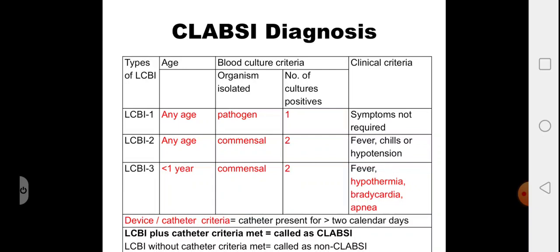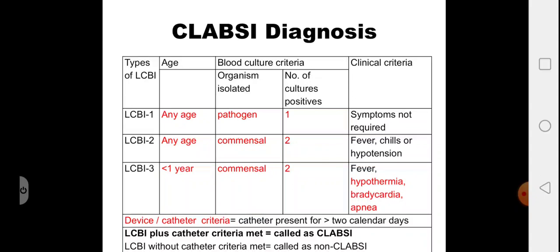Whereas type 2 is isolation of commensals in at least 2 blood cultures with associated clinical criteria, be it fever, chills or hypotension, in any age group of patients. Type 3 includes isolation of commensals in 2 cultures with associated clinical criteria which are usually seen in patients less than 1 year old, which can be hypothermia, temperature less than 36 degrees, bradycardia or apnea.